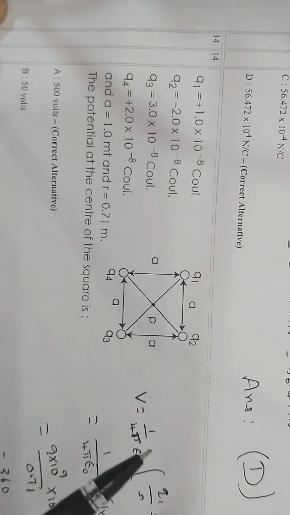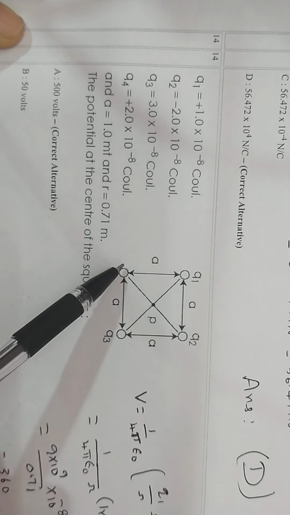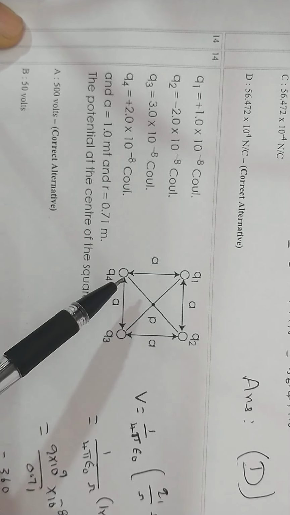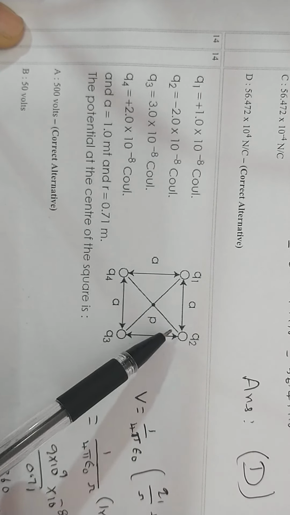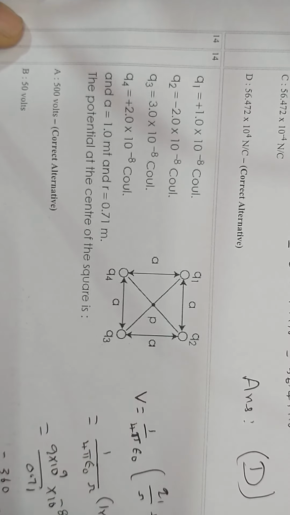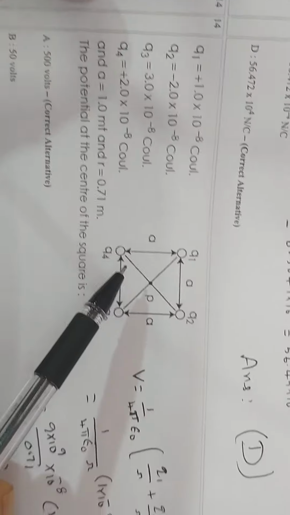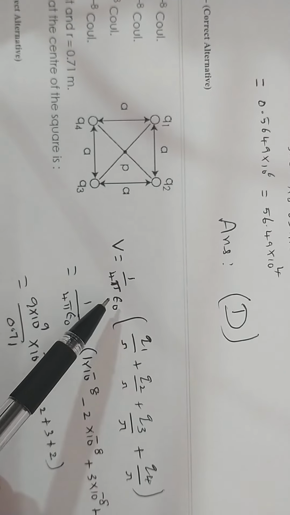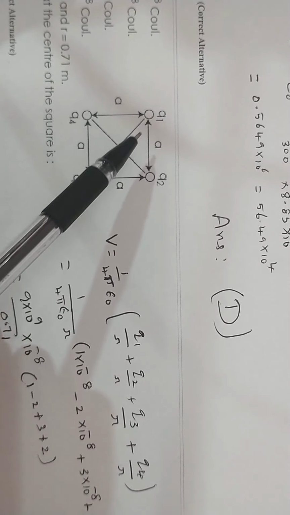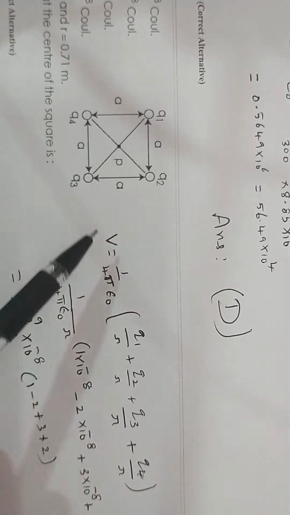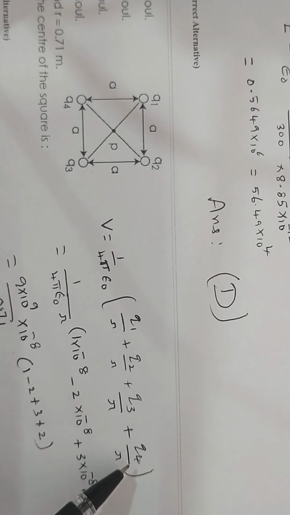The next question. Here there are 4 charges located at the corners of a square, Q1, Q2, Q3, Q4, and the sides are at an equal distance A. You are asked to find the potential at the center. The potential at the center is equal to 1 by 4 pi epsilon, Q1 divided by R, where R is the distance from the charge Q1 to this point, plus Q2 by R plus Q3 by R plus Q4 by R.